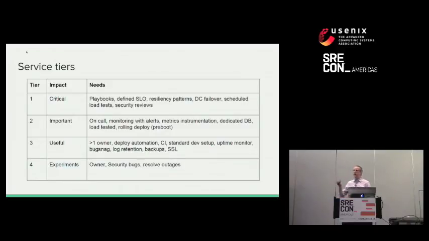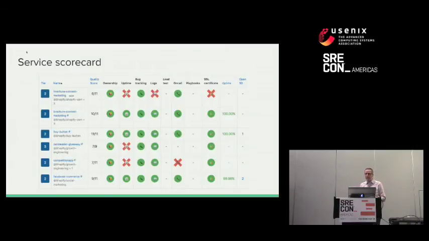So that just gives you a feel for the kinds of things we decided need to be in place for these different kinds of systems. So from that, we have all this information about the system, and we have the systems categorized into these four different tiers. From there, we can build a scorecard view.